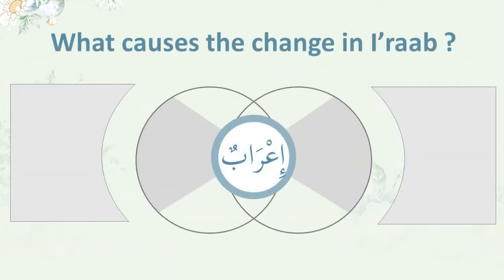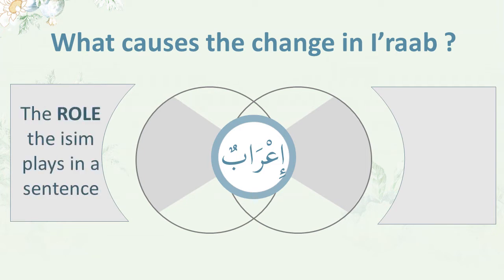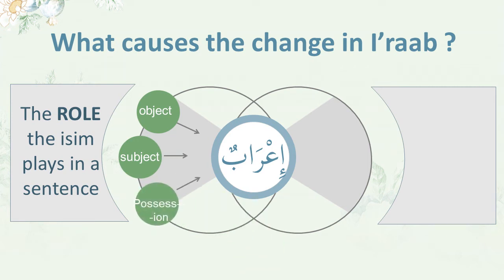Iqrab of an isim can change for two reasons. Iqrab of a word is dependent on the role it plays in a sentence. For example, if it's the object or the subject of the sentence, or if it shows possession, such as Ali's book or my friend's house, and many more parts of speech which we will be learning in the coming lessons, inshallah.